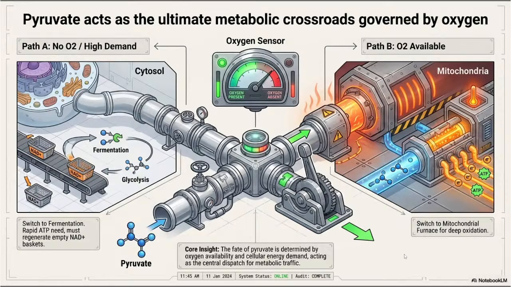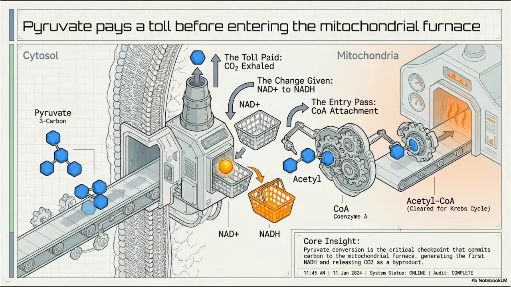That is going to be in the form of pyruvic acid, that is fermentation. Okay, or it can proceed via the Krebs cycle. So that is the function of oxygen there. So pyruvate pays a toll before entering into the mitochondrial furnace.